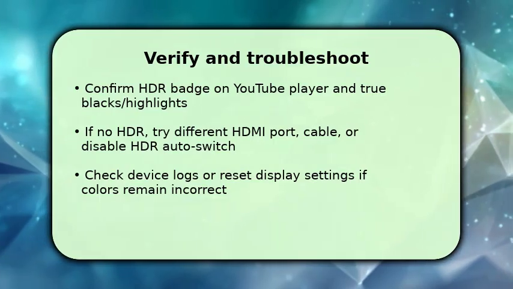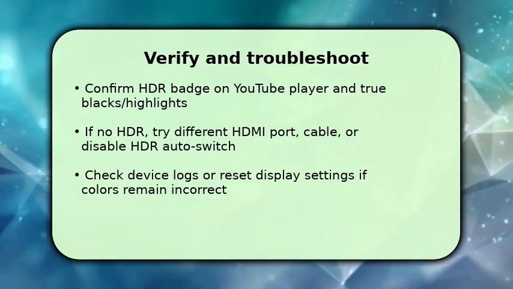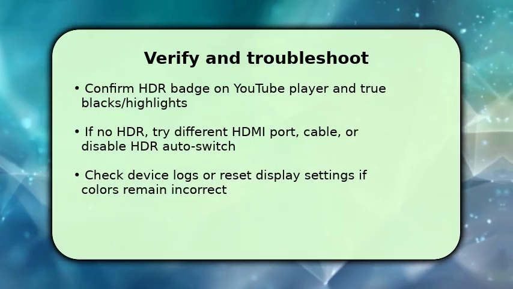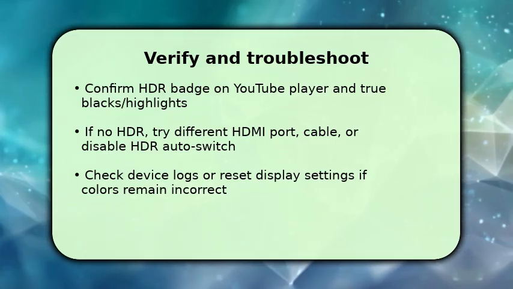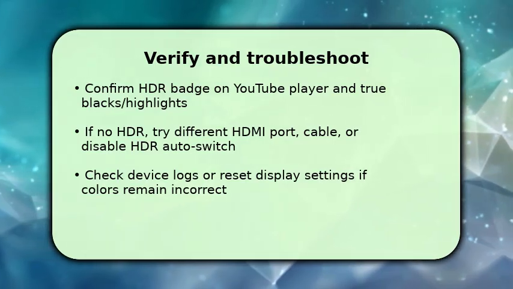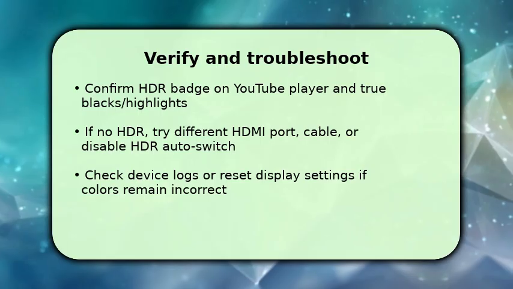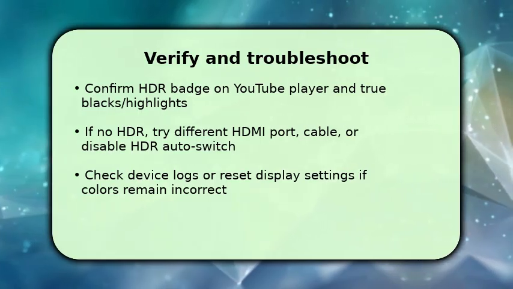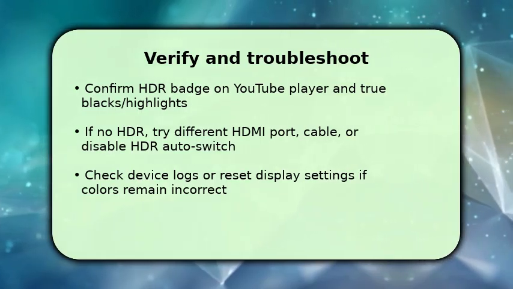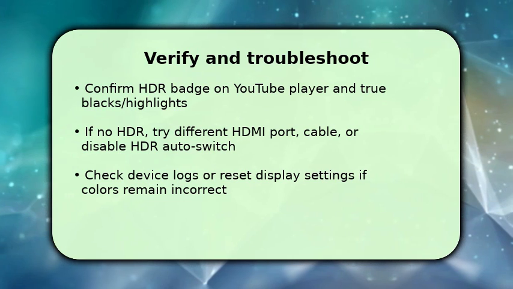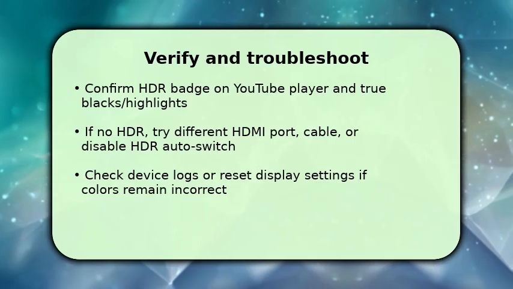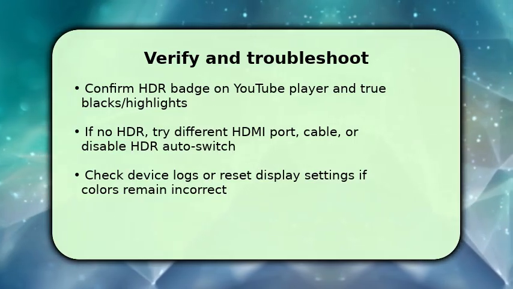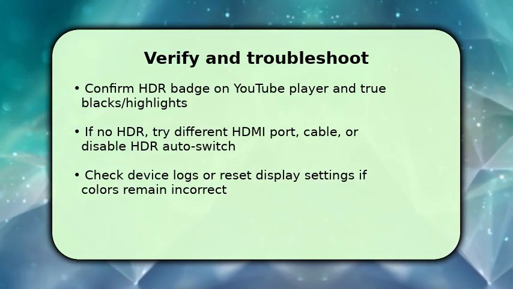If HDR doesn't appear, switch HDMI ports, try a known good HDMI 2.0a/2.1 cable, or toggle HDR auto switch on your TV. Also test another HDR video or device to isolate the problem. If colors are off, reset display picture presets or check system logs for color depth negotiation errors. This single troubleshooting step usually reveals whether hardware, cable, or software is at fault.